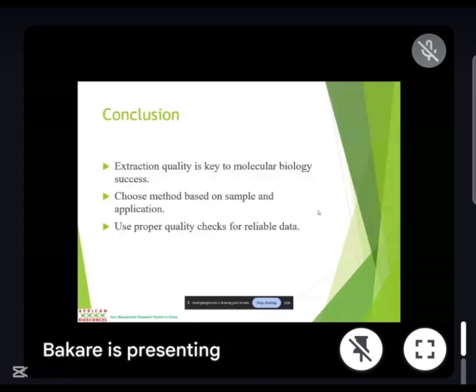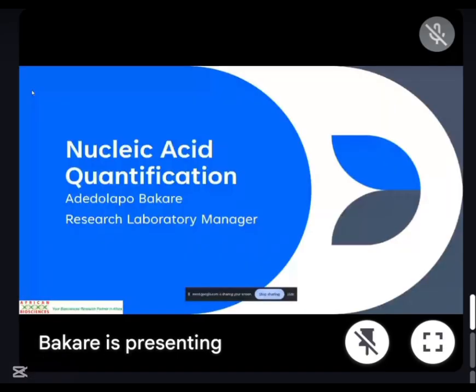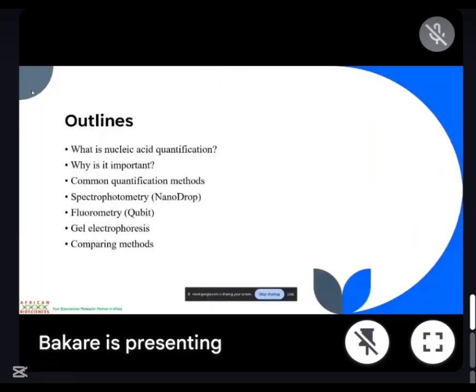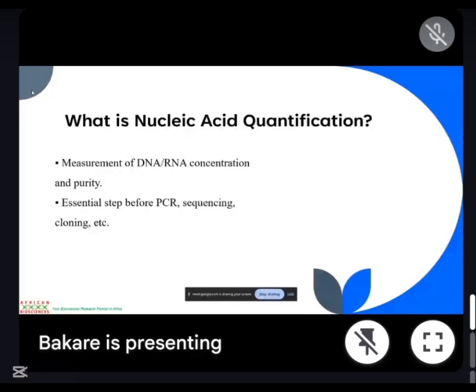And that takes us to our next topic, which is nucleic acid quantification. So these are the outlines we are going to talk about: the quantification methods that we have, and we'll compare the methods. So let's get into it.